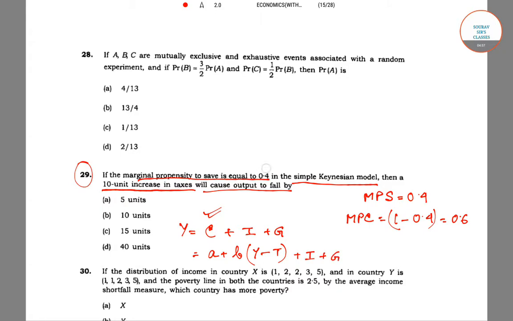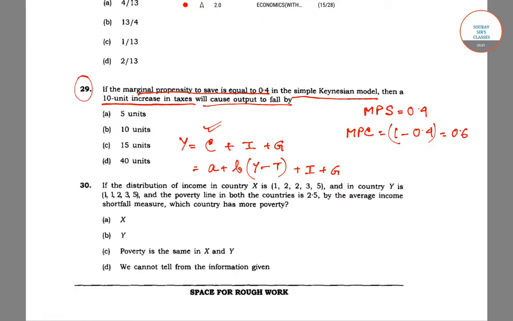So now if we differentiate this Y with respect to T, that is tax, we will get del Y del T equals B into del Y del T minus B, as I, G and A are constant. So differentiating a constant term always gives the result 0. So del Y del T will be equal to B into del Y del T minus B. Now putting the value of B, which is MPC, we will get del Y del T is equal to 0.6 del Y del T minus 0.6.